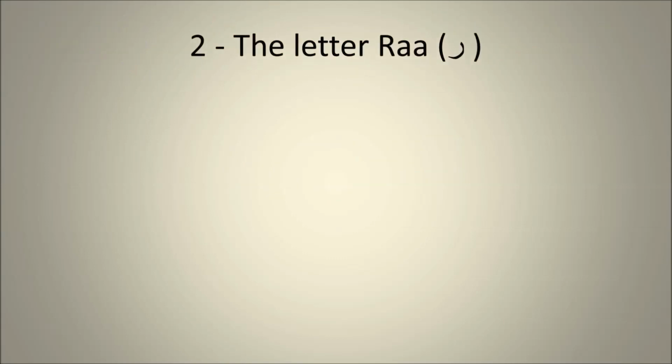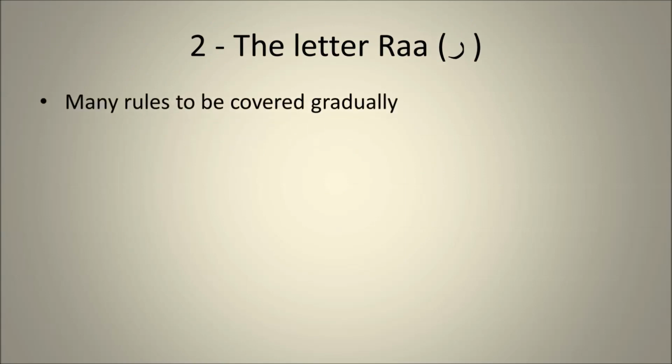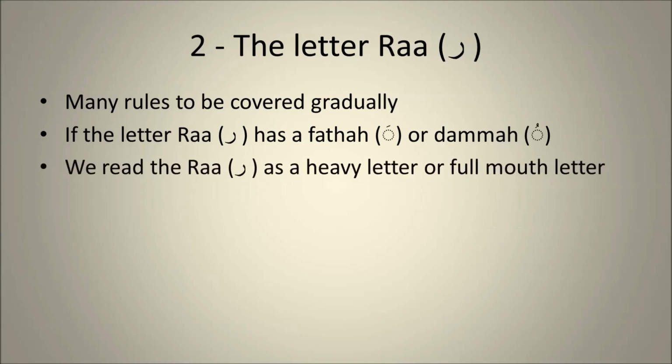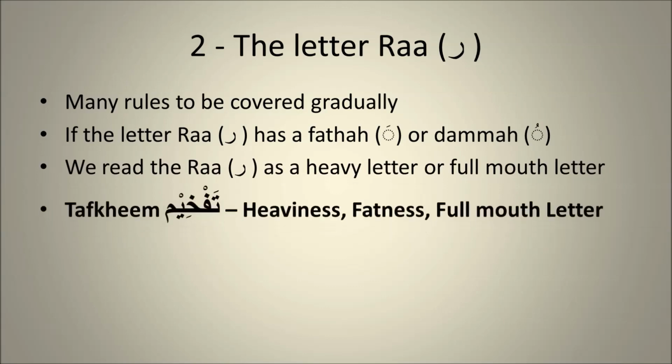Second point, we're going to talk about the letter Ra. This letter has many rules, which we are going to cover gradually. It's actually probably the most difficult letter in the Arabic alphabet when it comes to rules, but we're going to take it slow, inshallah. So the first rule I'm going to teach you today is, if you find the letter Ra and it has a fatha or a dhamma on top of it, then you read the letter Ra as a heavy letter or a full mouth letter. And in Tajweed, we call this tafkhim, which means a heaviness or fatness or a full mouth letter.